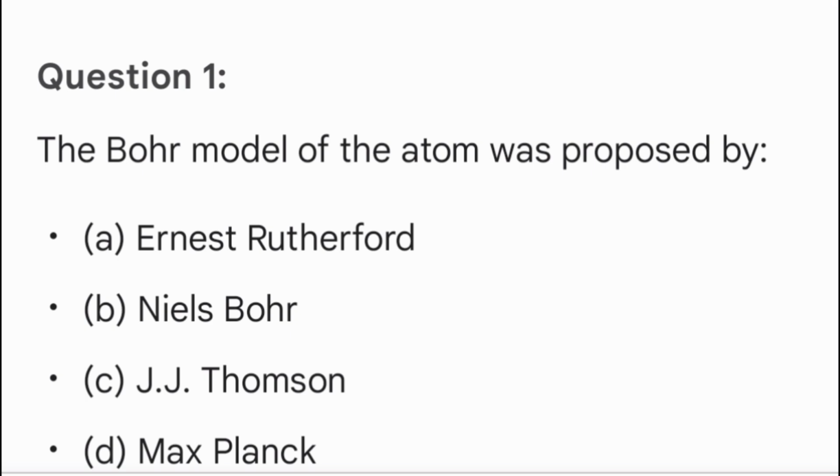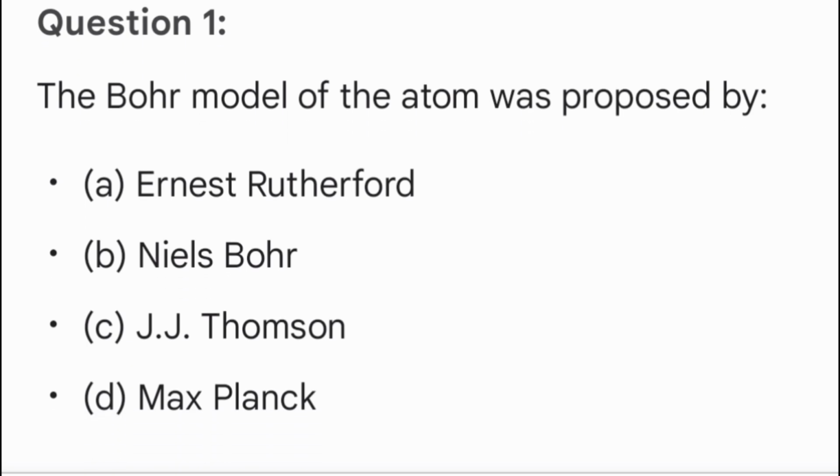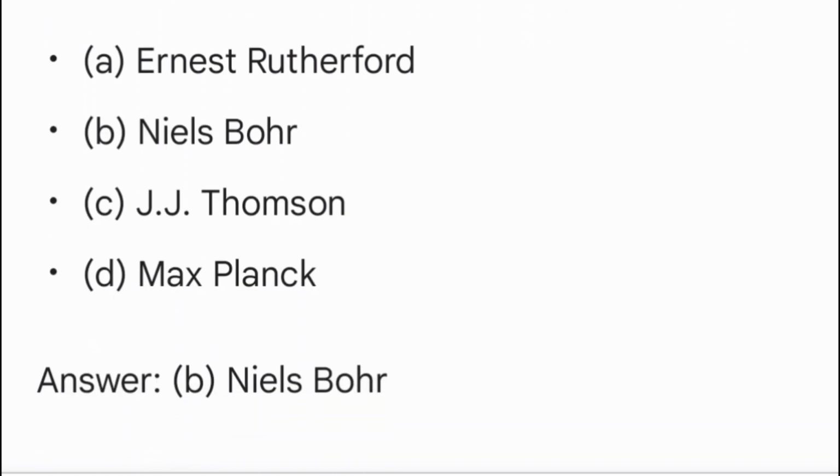Bohr model of the hydrogen atom. Objective questions. Question 1. The Bohr model of the atom was proposed by A. Ernest Rutherford, B. Niels Bohr, C. J. J. Thomson, D. Max Planck. Answer: B. Niels Bohr.